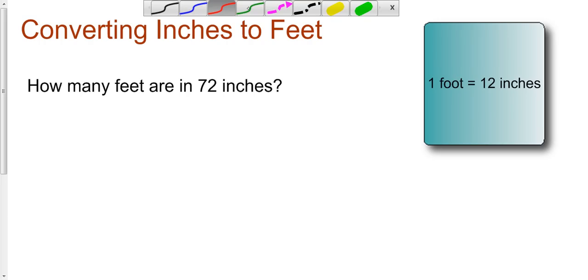In this video, we are going to talk about how to convert inches into feet. Inches is the smallest imperial unit of length, and feet is also an imperial unit. Imperial units are the units that are used in the United States and in the United Kingdom.